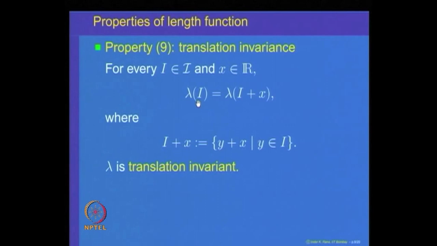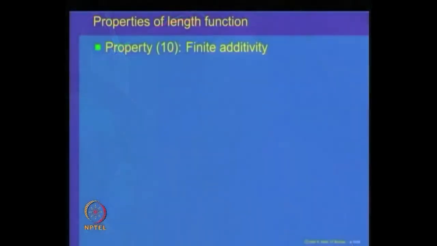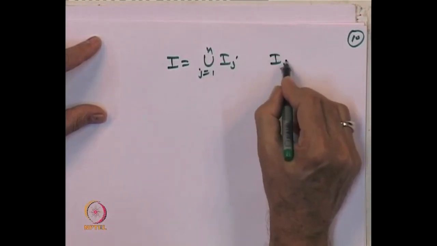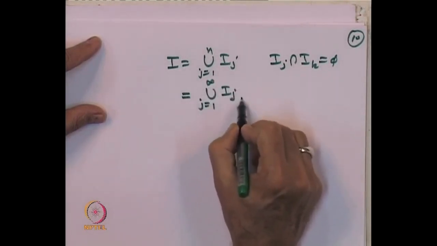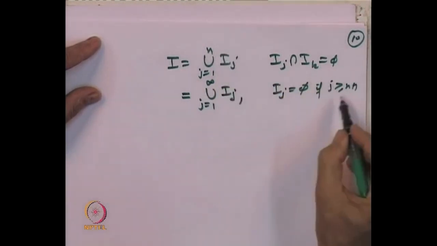And finally, let us prove what is called the finite additivity property of the length function. We have used the finite additivity property of the length function for finite intervals, and we proved the countable additivity property for the length function. And I just want to exhibit that countable additivity implies finite additivity when we have the fact that the length of the empty set is equal to 0. So, basically what we are going to say is if I is an interval which is the union of I j, j equal to 1 to n, where I j intersection I k is equal to empty, then I can also write it as the union of j equal to 1 to infinity I j, where I can define I j to be equal to the empty set if j is bigger than n plus 1. From n plus 1 onward, put everything equal to 0.